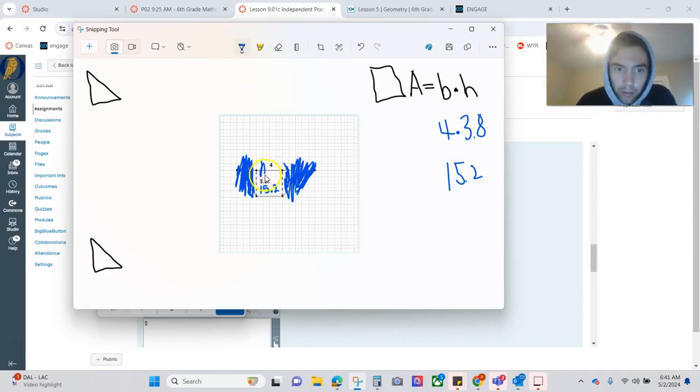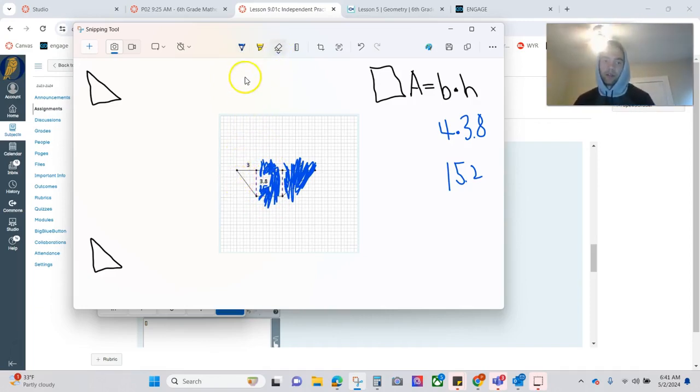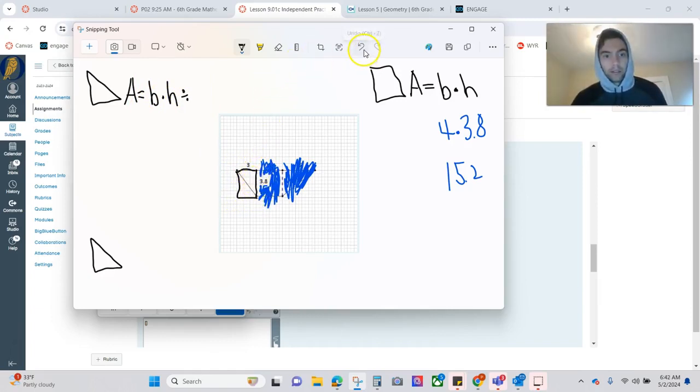Now I'm going to scribble out this rectangle and just focus on the left triangle. To find the area of a triangle, we can use almost the same formula as the area of a rectangle, base times height, but we divide by 2. Kind of like finding the area of a rectangle, but cutting that area in half because a triangle is half the size of the rectangle.